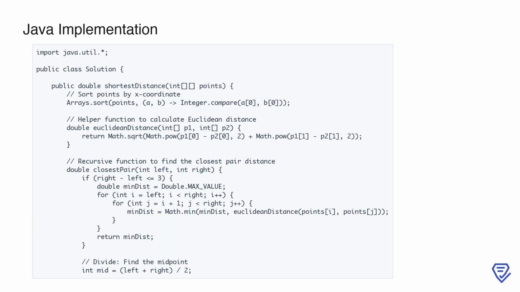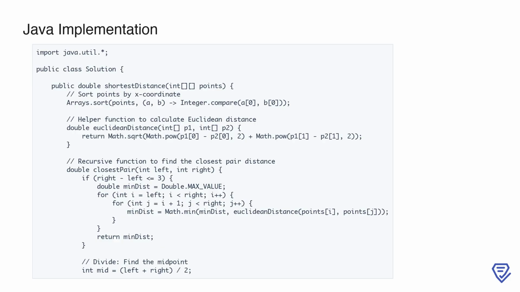Here, we start by importing the necessary Java utilities and defining our solution class. The main function, shortest distance, takes a 2D array of points as input. The first step is to sort these points based on their x-coordinates. This helps in dividing the problem into smaller subproblems efficiently. After sorting, there is a helper function, Euclidean distance, which calculates the Euclidean distance between 2 points using the distance formula. This function is critical for comparing distances later on.